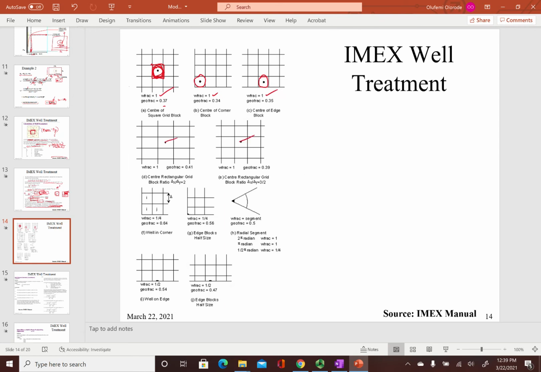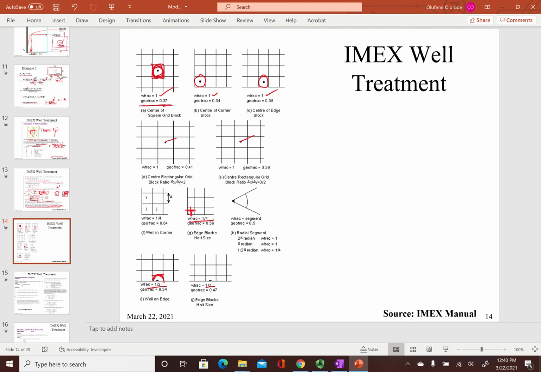But here, when it's on the corner, then this is what the circle around the wellbore will look like, and it accounts for only 1/4 of the area, and so W frac is 1/4. Here you can draw it this way, and it accounts for only half of the area, so W frac is half. Same deal here. How about geometric factor?